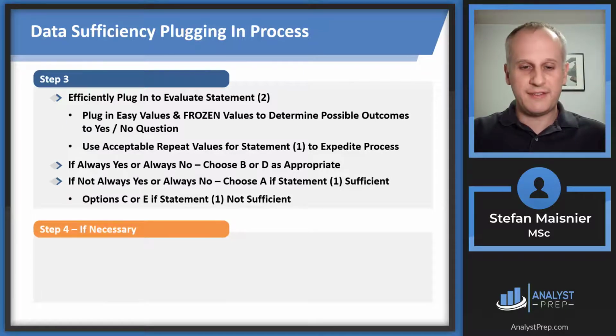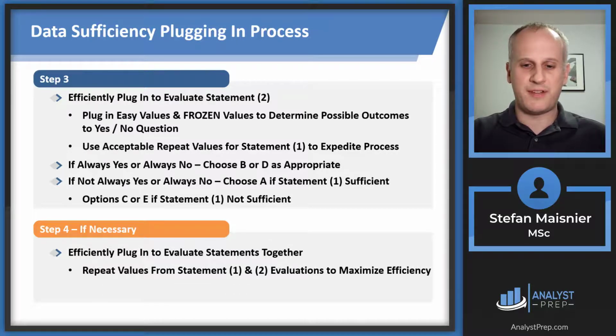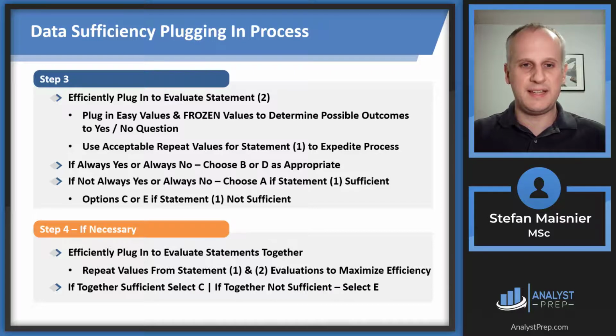And if necessary, because statement 1 and statement 2 were not sufficient on their own, you'll want to efficiently plug in to evaluate the statements together. You'll once again want to repeat values from statement 1 and statement 2's evaluations to maximize your efficiency if you're plugging in. And if together the statements are sufficient, you'll select C. But if together they are not sufficient, you will select E, whether that's for a value or a yes-no data sufficiency as you're plugging in.